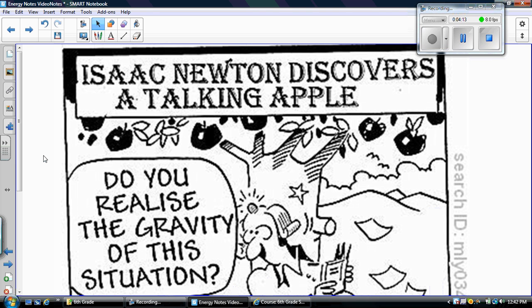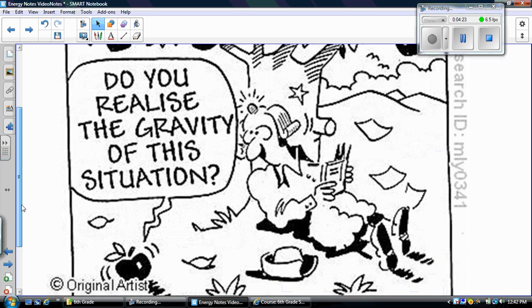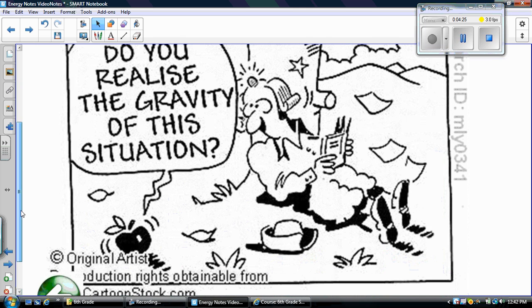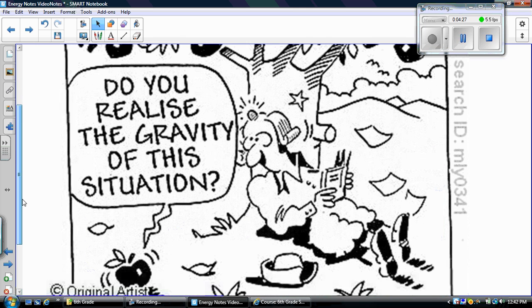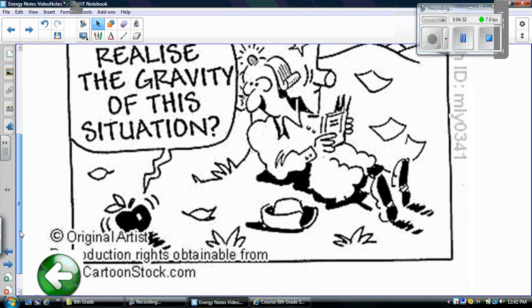Okay, here's a little comic that goes with that. Sir Isaac Newton discovers a talking apple. "Do you realize the gravity of this situation?" That's how Sir Isaac Newton discovered the force of gravity. It's kind of a cute little graphic.